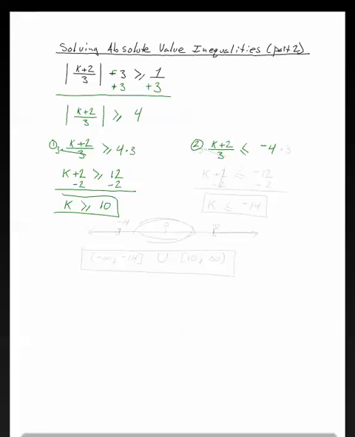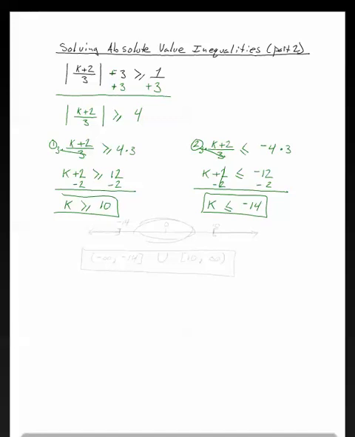Moving on to the second one, I still want to get rid of this division by 3, so I multiply both sides by 3. And that gives me k plus 2 is less than or equal to negative 4 times 3, which is negative 12. And then once again I can subtract 2 from both sides, being careful of my signs. So k is less than or equal to negative 12 minus 2, which is negative 14. So there's my second inequality.